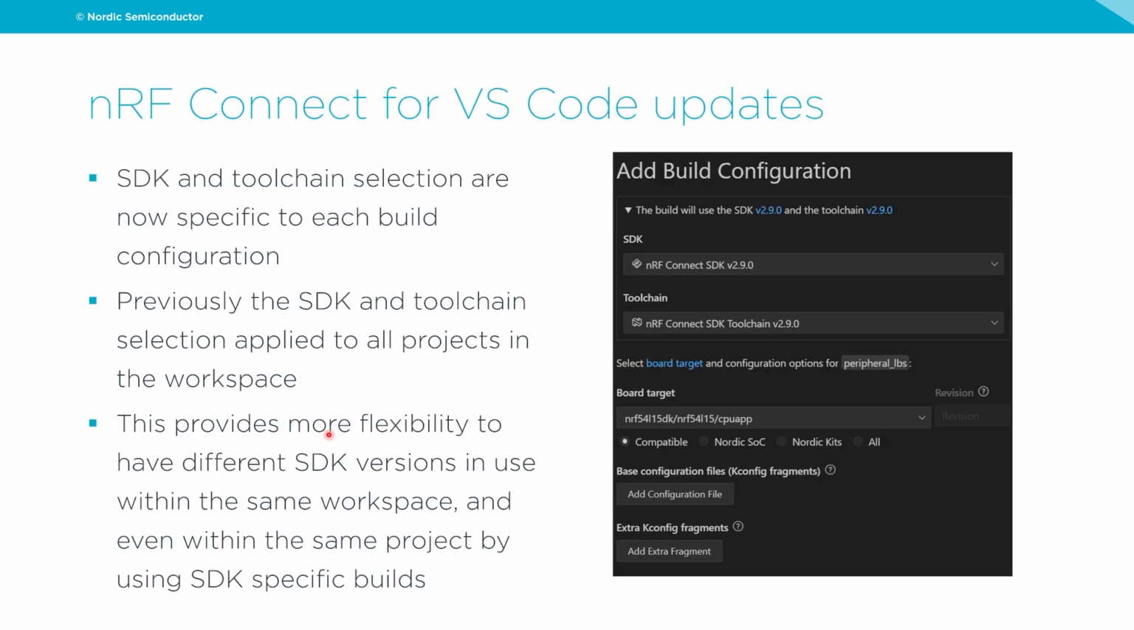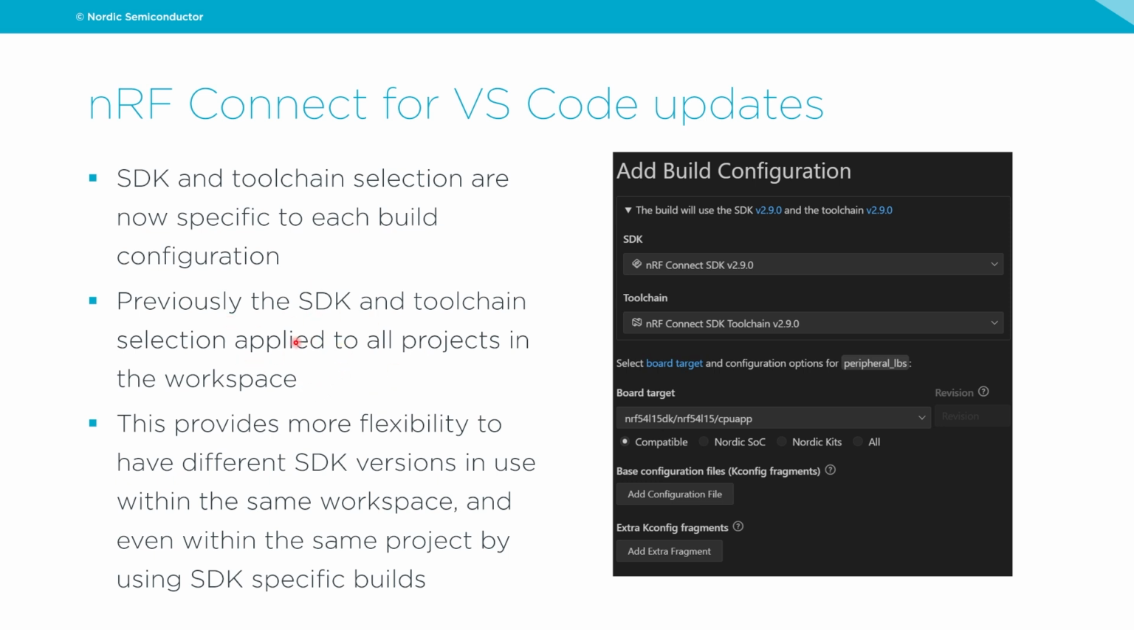Okay, on nRF Connect for VS Code, one important change that's really worth highlighting is that now the SDK and the toolchain selection are specific to each build configuration. Why this is important is that this is a change in behavior compared to what we had before. Before, the SDK and the toolchain selection would apply to all the projects in the workspace.